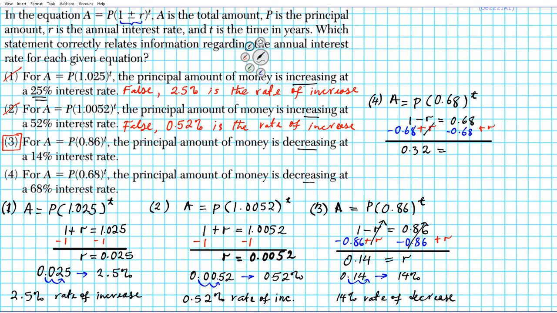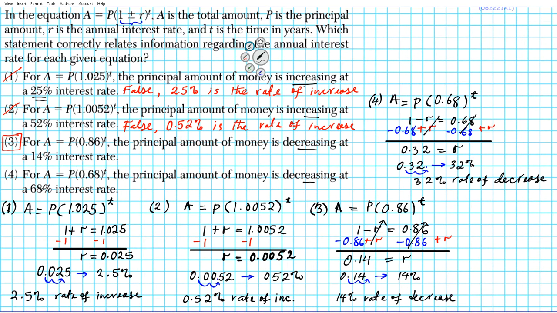0.32, and the 0.68 cancels out. Also, r is 0.32. So that's the decay rate in decimal form. So we're going to convert that to percent. To do that, you either multiply by 100 or use a shortcut, which is to move the decimal point 2 places to the right. So the percent decrease is 32%. So we have 32% as a rate of decrease for number 4.